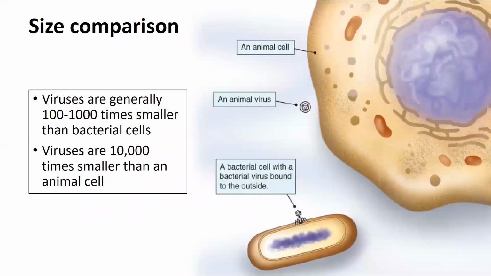Viruses are much smaller than living cells. On average, viruses are 100 to 1,000 times smaller than bacterial cells. This illustration shows a virus that infects bacteria called a bacteriophage on the surface of a bacterial cell. Viruses that infect human or animal cells are generally 10,000 times smaller than the host cell.